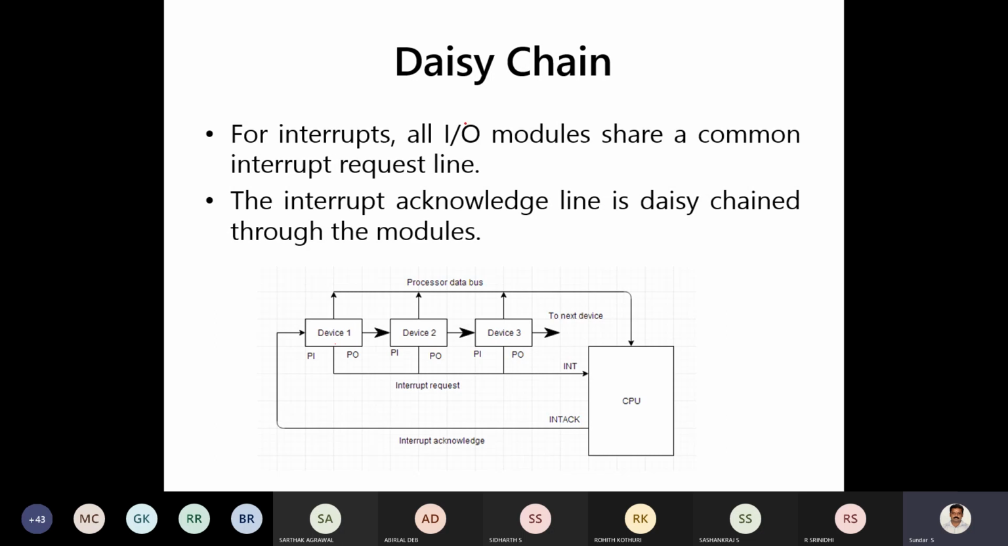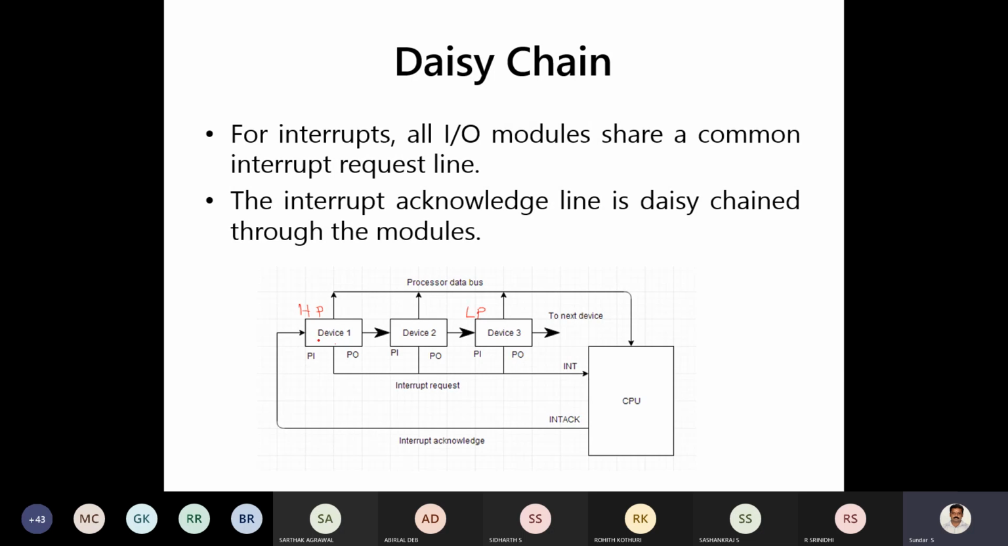The daisy is a flower name. The petals of the flower will be like this, one after the other, one after the other. The diagram resembles a daisy flower. That's why it's called daisy chain. Here the high priority device is kept, and here the low priority device is kept. Whenever an interrupt comes from any of these three devices, the CPU will send an interrupt acknowledgement. It will ask whether the request comes from you.